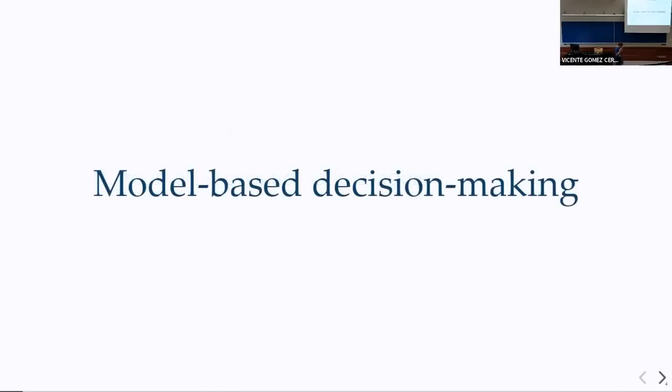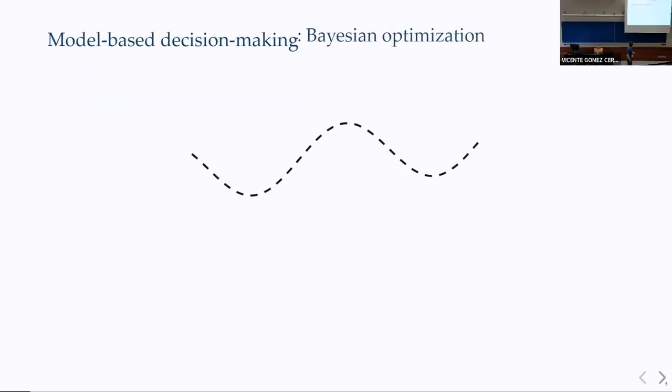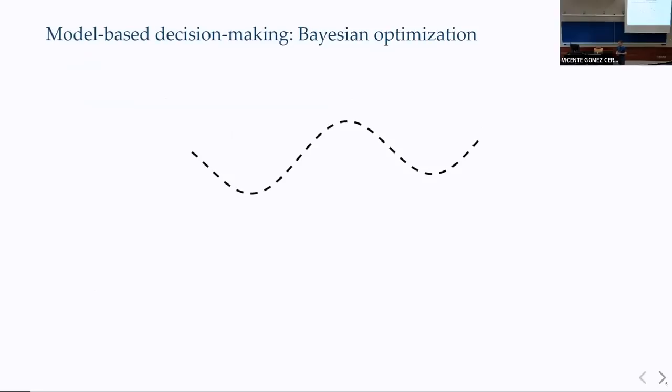So let's get started. The idea of model-based decision-making is something that I would like to illustrate by way of an example. The example is going to be Bayesian optimization, if you're familiar with this. If you're not, that's okay, because I'm going to tell you exactly what we're doing. Here we have an unknown function, which is denoted by a dashed line. What we're interested in is optimization. We would like to find the minimum of the function.